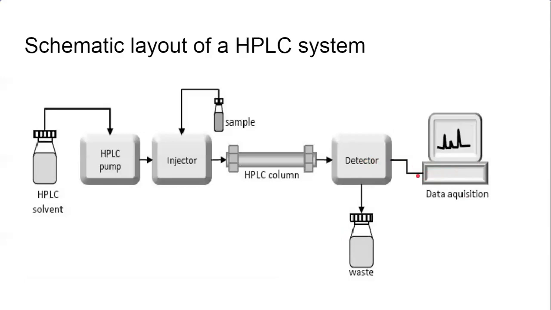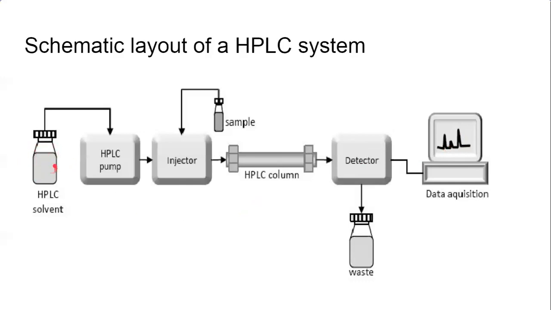Then this detector is coupled to a recorder, that is generally a computer. With the help of software, the detector will send some signals, and the software of this system will convert those signals into peaks, and thus we can obtain a graph. That graph is known as a chromatogram. So this is the schematic diagram of HPLC.